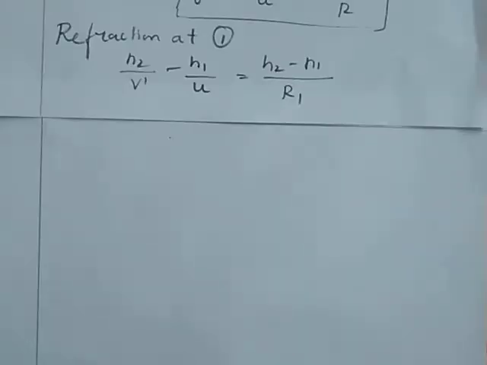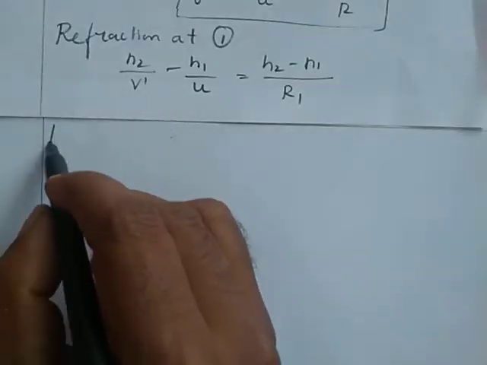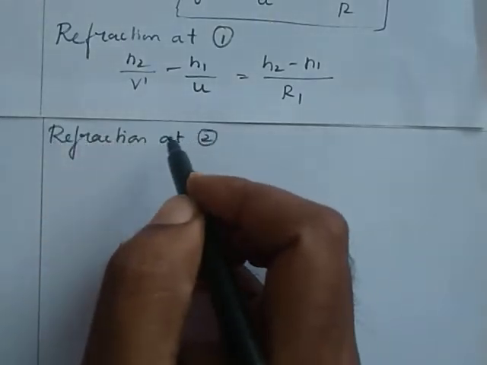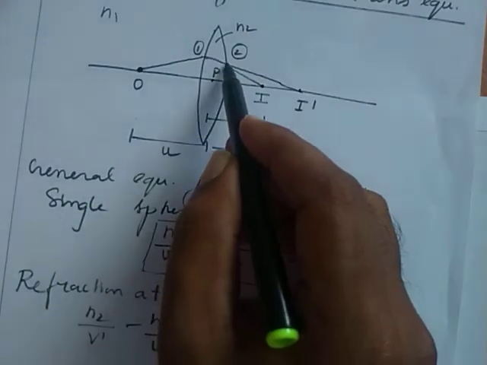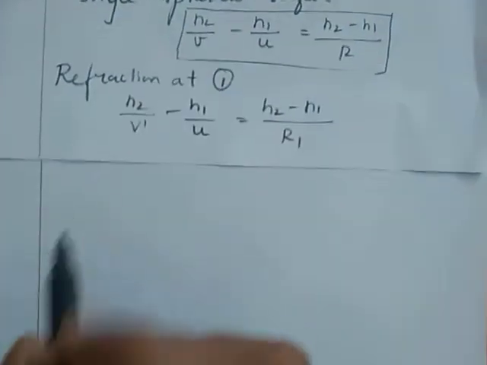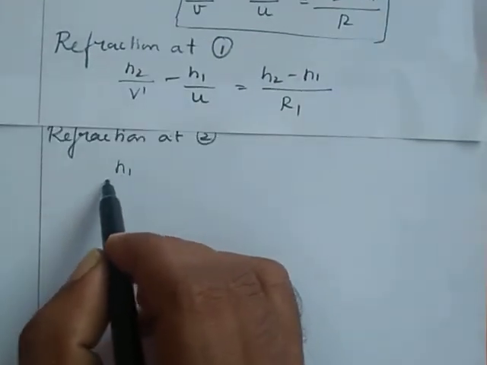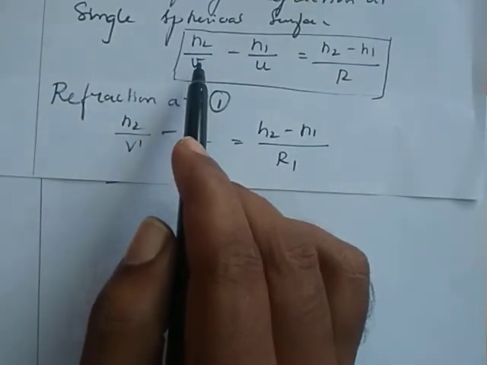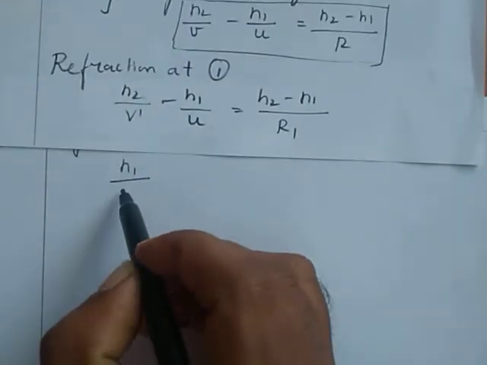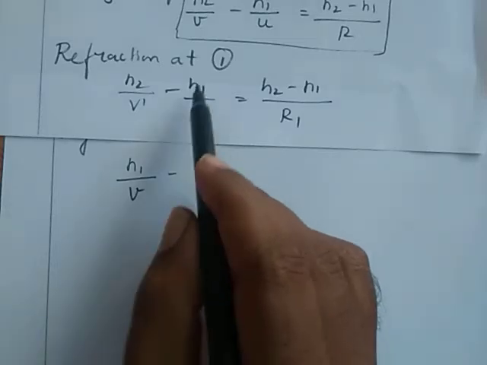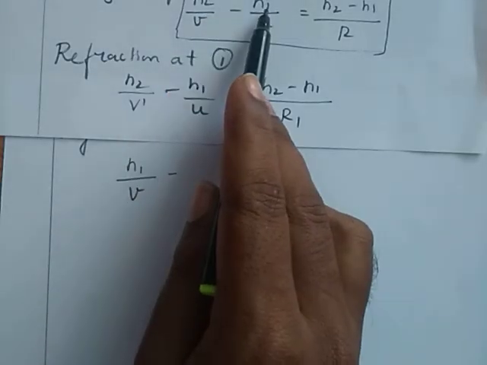Then refraction at the second surface. Here also refraction takes place. Here the first medium is n2 and the second medium is n1, so we write n1 by v, here this is v, minus, here the first medium, that is n2.